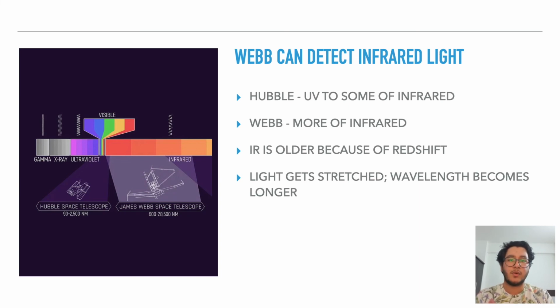So let me now explain what redshift is. As we know, the universe is expanding at an accelerated rate. As the universe expands, the space between 2 points A and B also expands. And so the light coming from point A to point B also stretches. As the light stretches, the wavelength becomes longer and it moves towards the infrared spectrum.